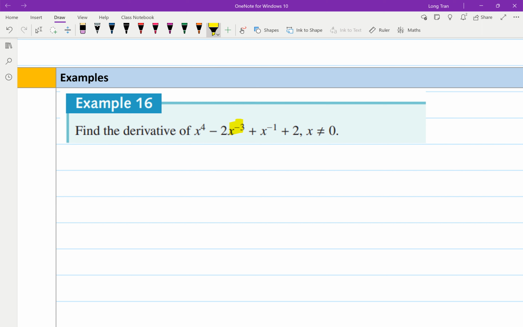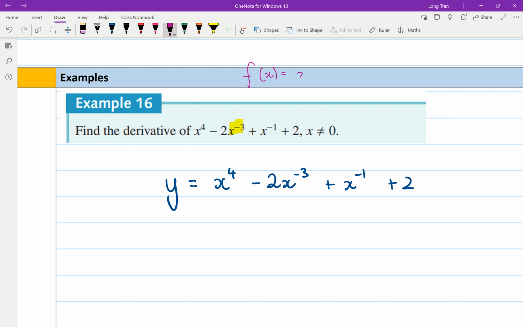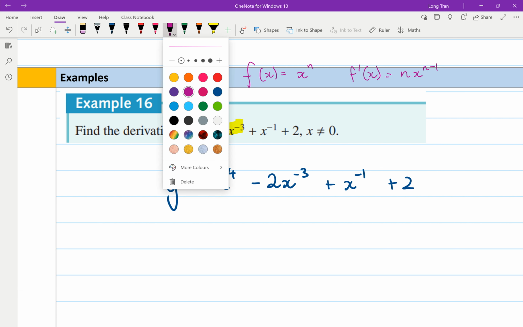So as an example, here we go. If y is equal to x to the power of 4 minus 2 times x to the power of negative 3 plus x to the power of negative 1 plus 2, where x cannot be 0, using your rule. So here we go. I'm going to show you the rule again. So f of x, if it's equal to x to the power of n, then the derivative is n times x to the power of n minus 1. So I'm going to use the rule.